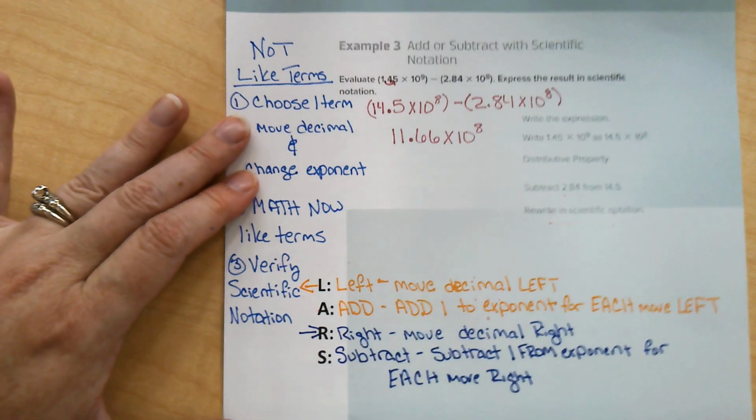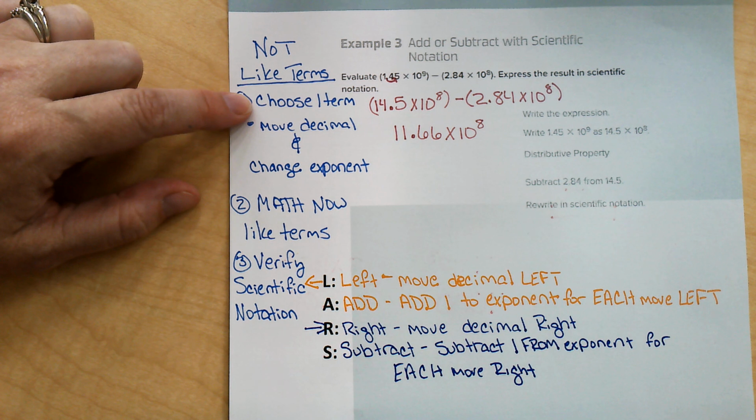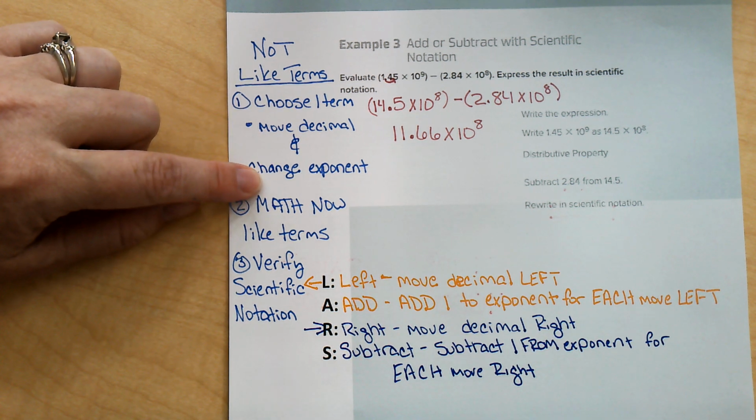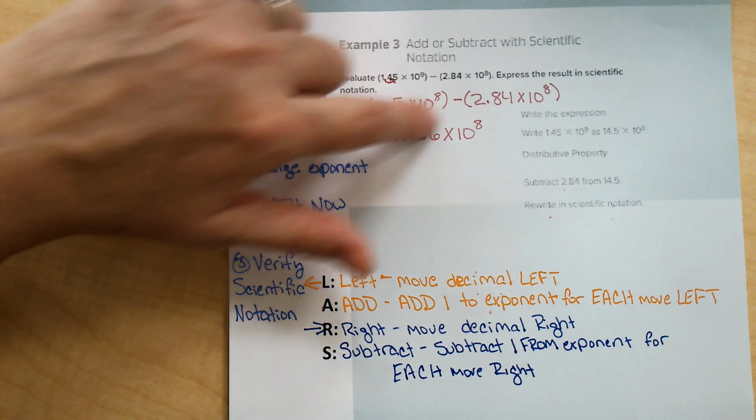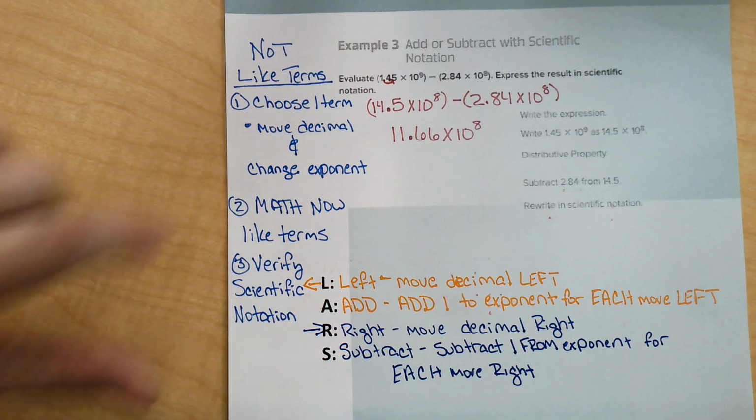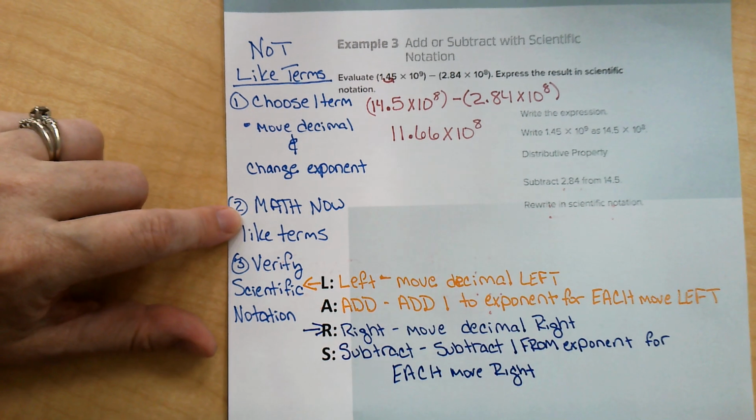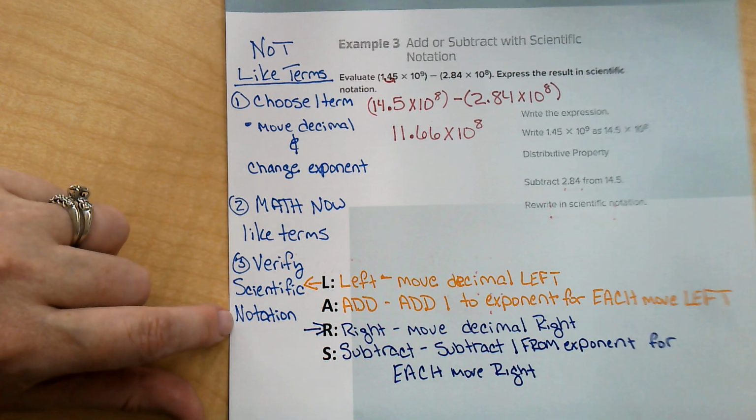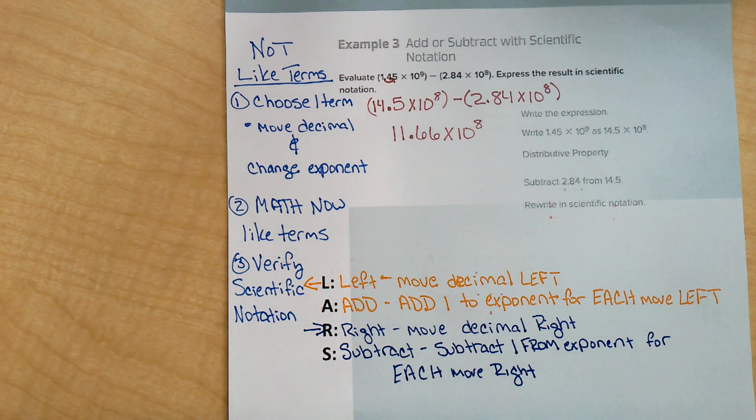Okay. Well, we chose one term. I chose the first one. I moved my decimal and changed my exponent. So I didn't change the value of my first term. I just made it so it was a like term with my second one. Okay. Then I mathed. I did steps 1 and 2. Now I need to verify it's in scientific notation.